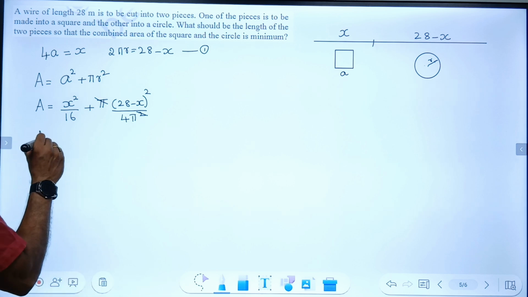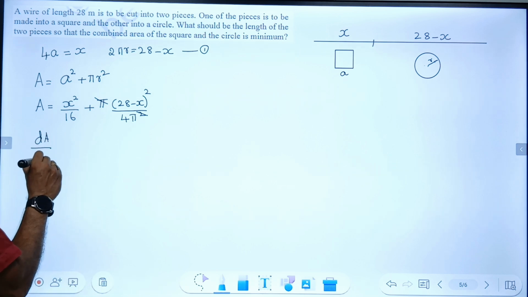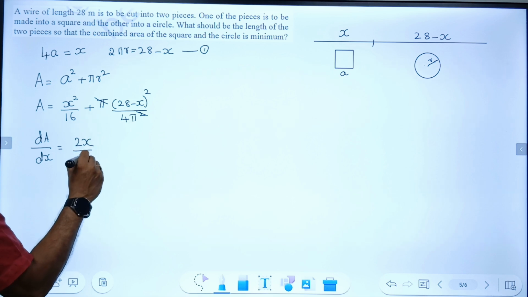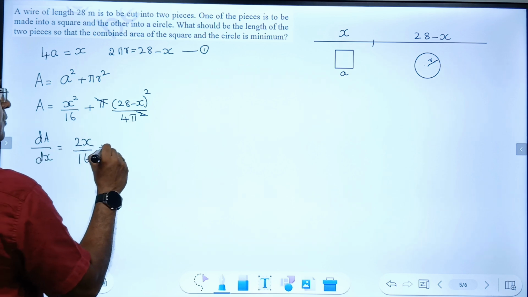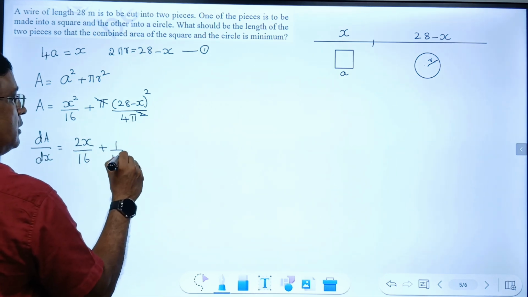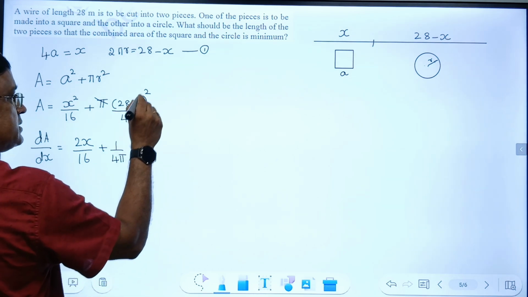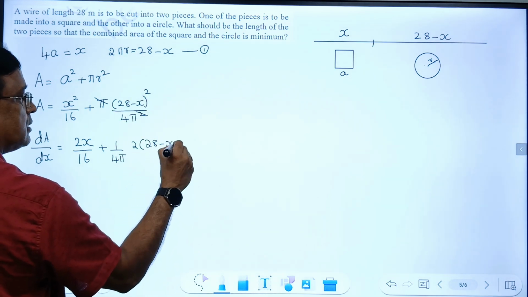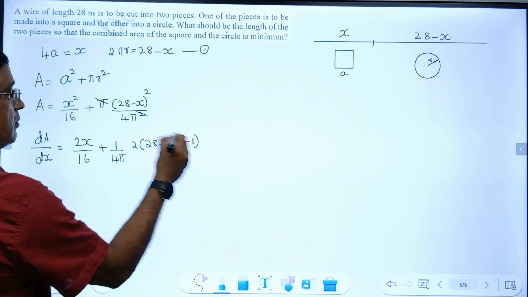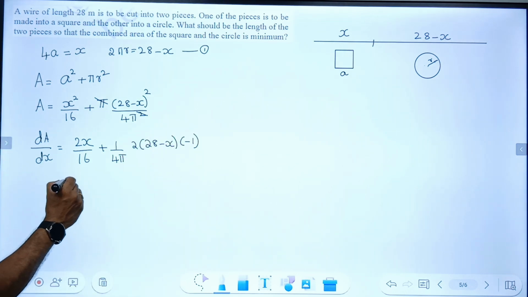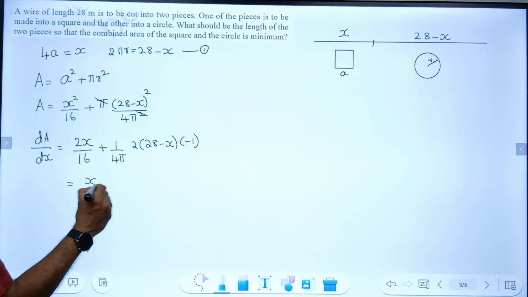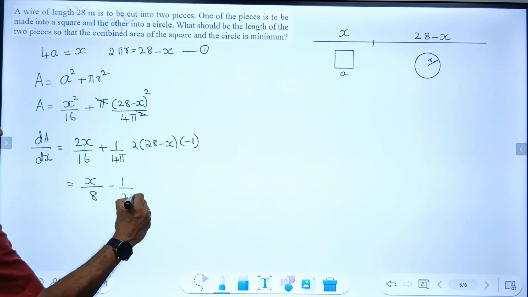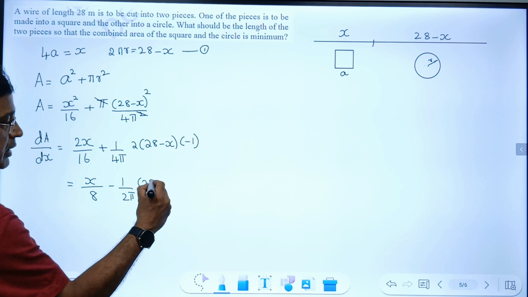So what is dA by dx? dA by dx will be 2x by 16. Then it will be plus 1 by 4 pi. Differentiation of 28 minus x whole square will be 2 into 28 minus x into minus 1. So which can be simplified as x by 8 minus 1 by 2 pi into 28 minus x.